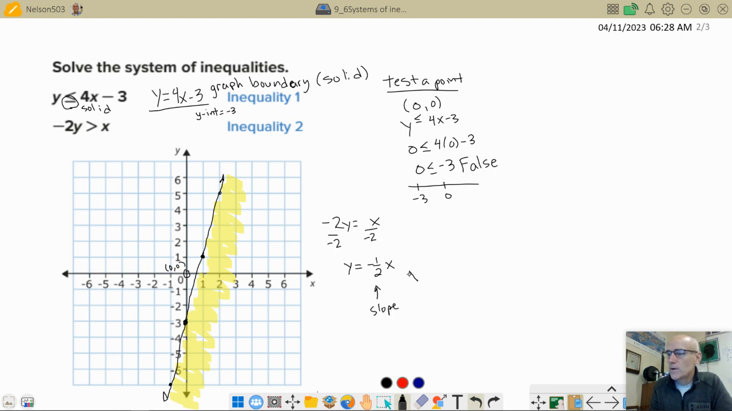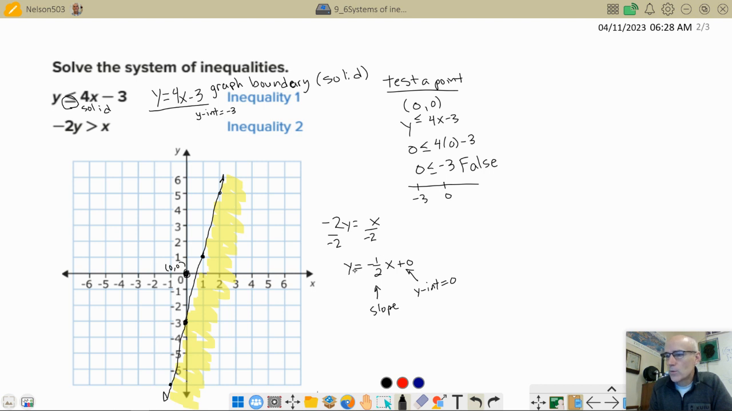And then my y-intercept, I got +0, right? So I have no y-intercept, or the y-intercept is 0. So y-intercept equals 0, 0, 0. Oh shoot, I got to use the origin for one of my points. So that means I can't use the origin to test to see if it's true or not. I'm going to use a point to the left or the right of the line. Okay, so here we go.